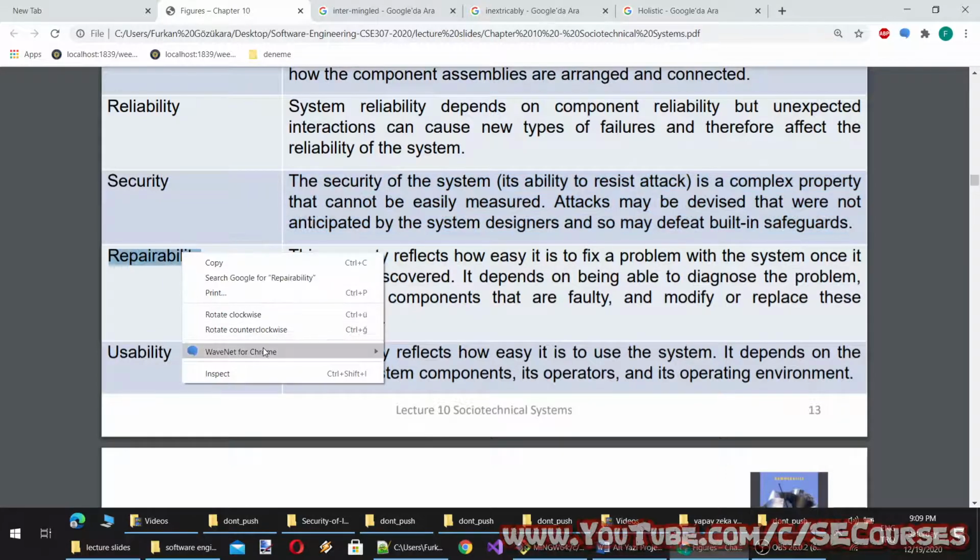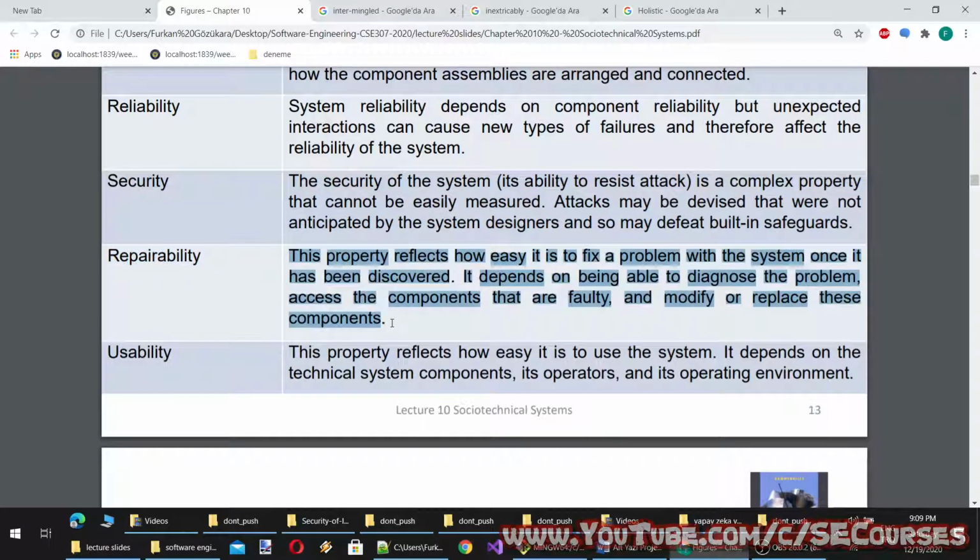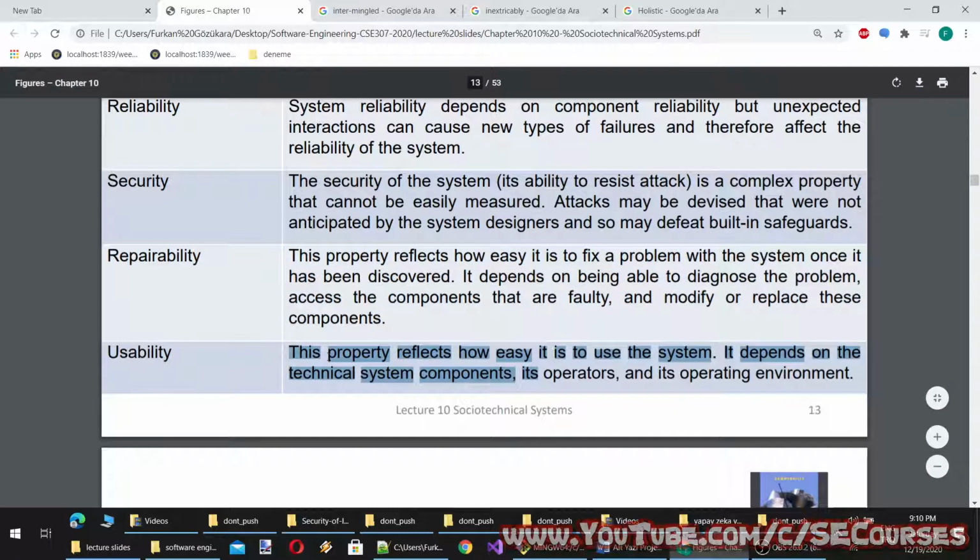Repairability. This property reflects how easy it is to fix a problem with the system once it has been discovered. It depends on being able to diagnose the problem, access the components that are faulty, and modify or replace these components.